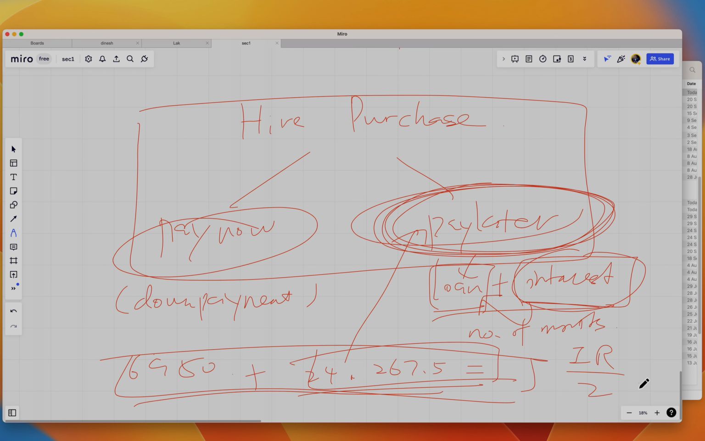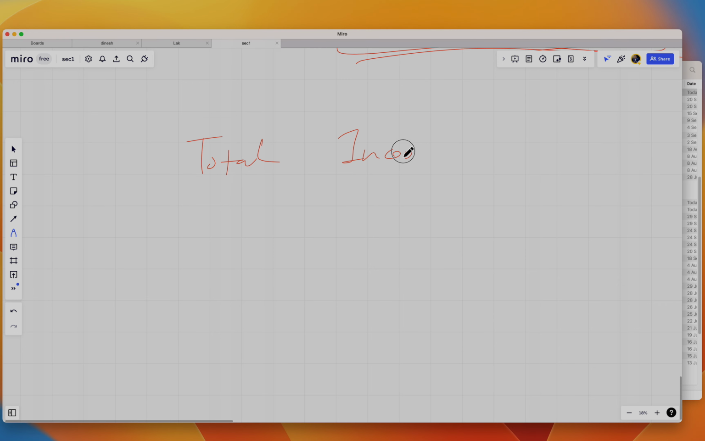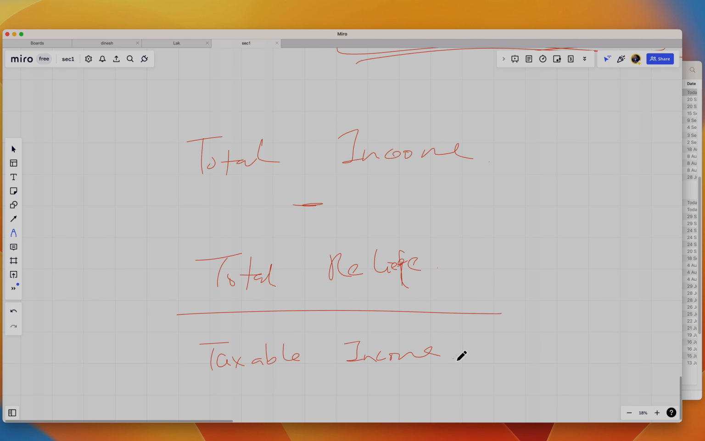What about 8B? I got 68,800. I cannot emphasize this question enough. This question is all about total income and then total relief. This one minus this one will give you the taxable income. And for the taxable income, you just see which column it goes into.